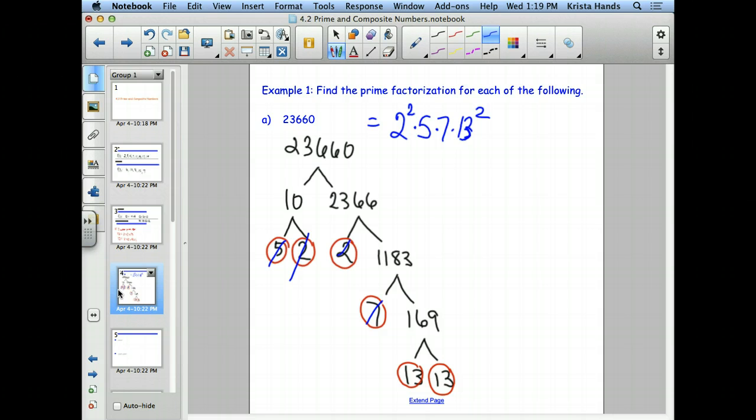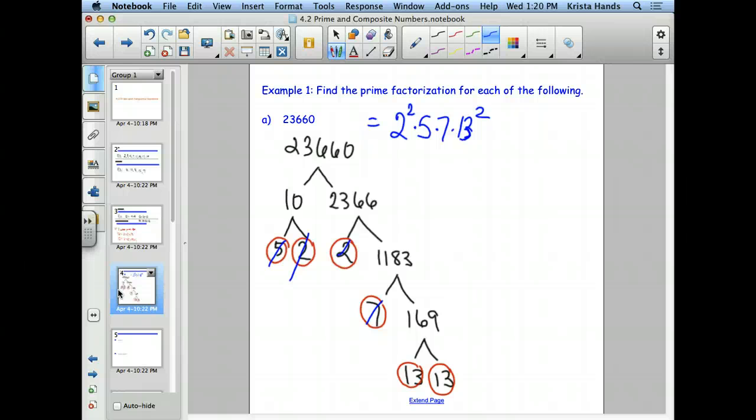Did anybody else learn any other way of doing prime factorization besides a tree? Let me show you one that I encountered when I got somewhere in high school. Not because it's a high school concept, but because that's when somebody actually said, hey, you could do it this way. So there's nothing about what I'm doing that makes it high school content.